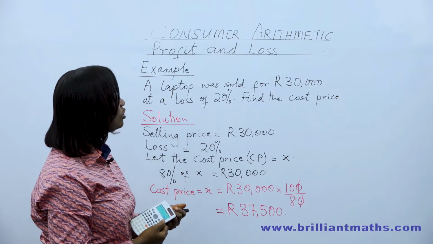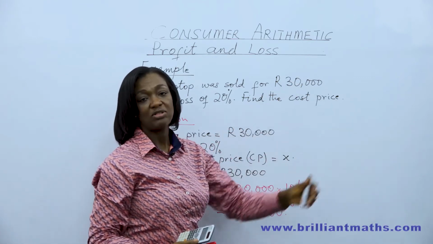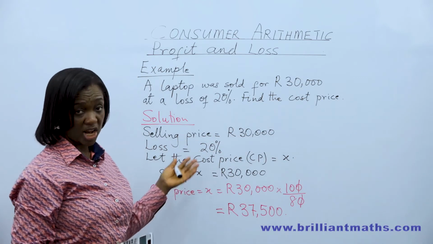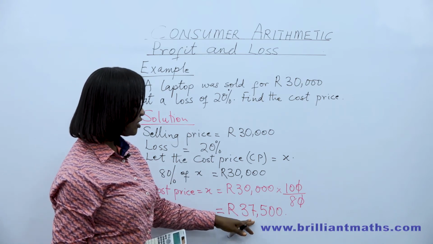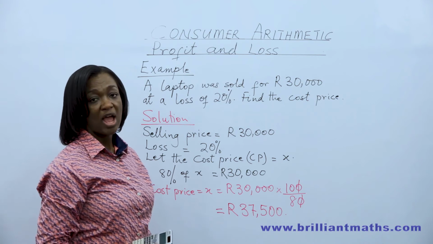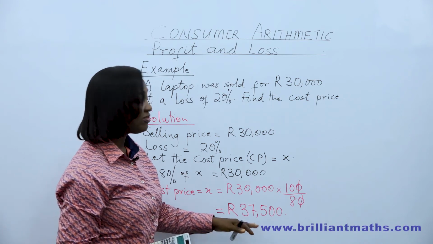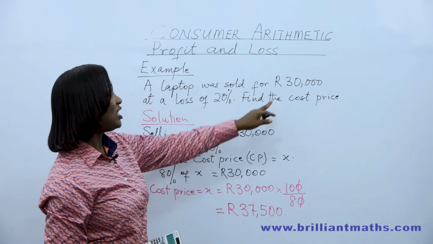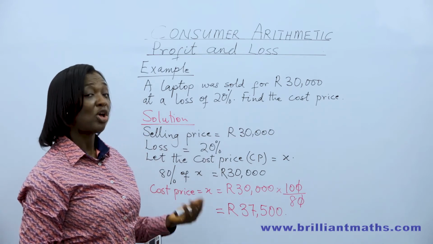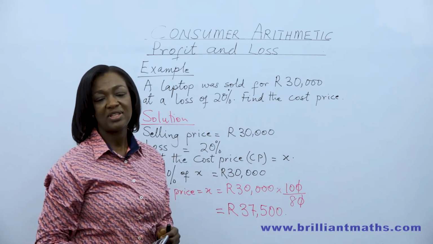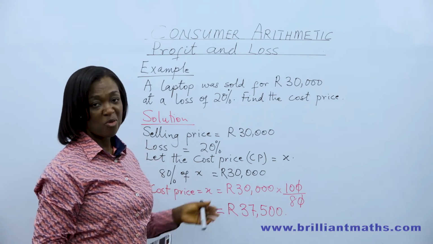But it was sold for 30,000 Rand. You can check it out. Find 20% of 37,500 and subtract it from 37,500, and you would see that that will give you 30,000 Rand, because the loss was 20%. Very interesting. Work it out.